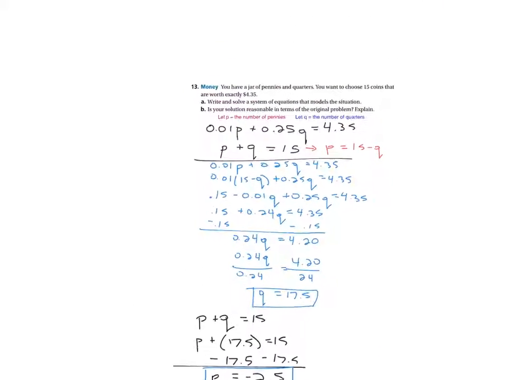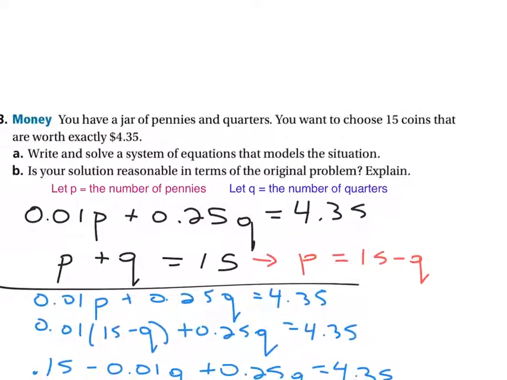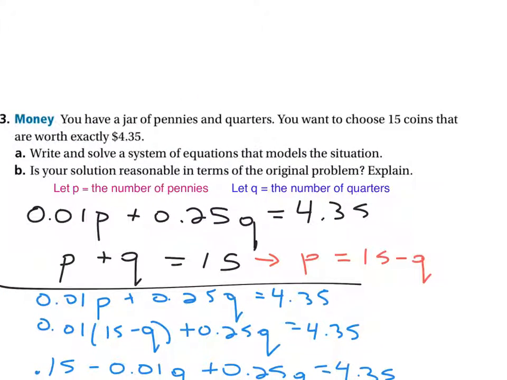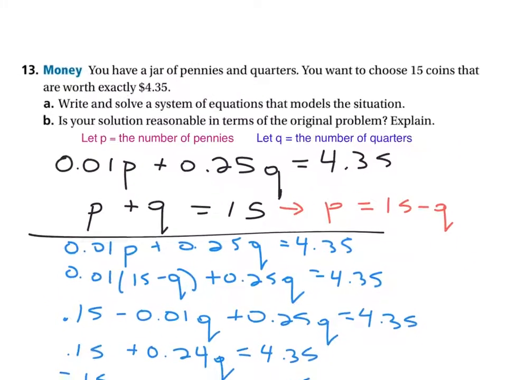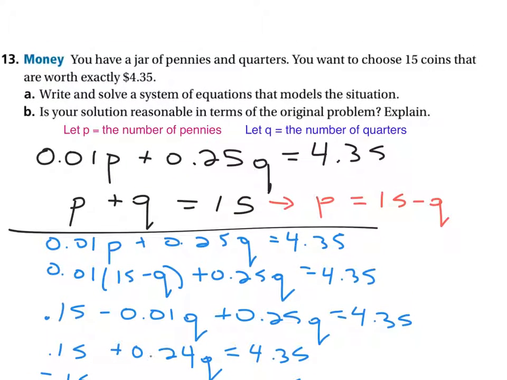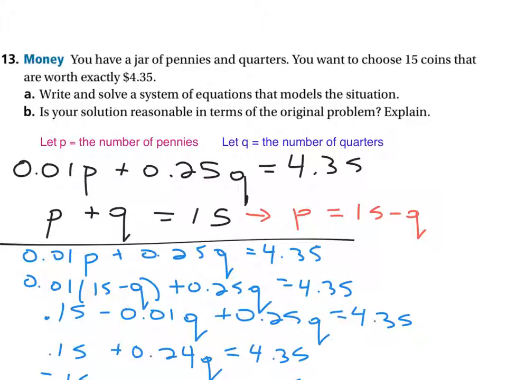So if we were to zoom out and look at what the original question is asking, sorry about that. Oh my gosh, you can see what the problem is that I'm having here. Okay? So write and solve a system of equations. We did that, and the system of equations is there in black at the top. And is our solution reasonable in terms of the original problem?